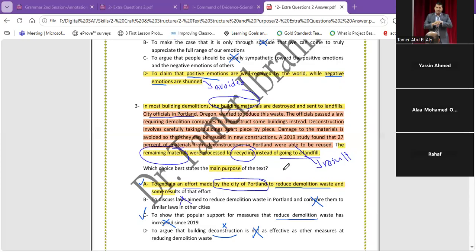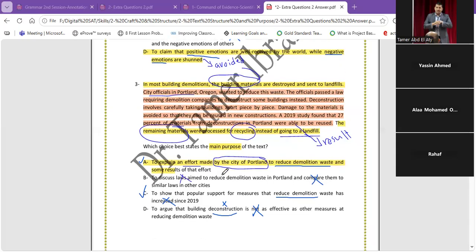So the weakest option is C, because it doesn't talk about any increase since 2019. He said only a 2019 study. He didn't talk about what happened after. So A is the right answer.